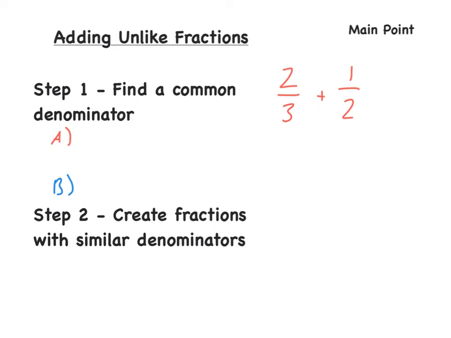The first way is to multiply the denominators. The second way that you can do it is you can find the greatest common factor.